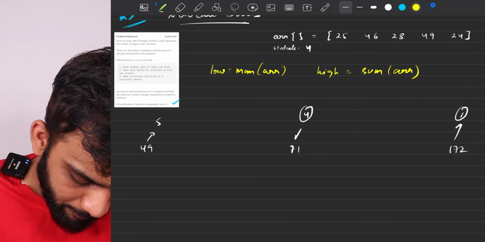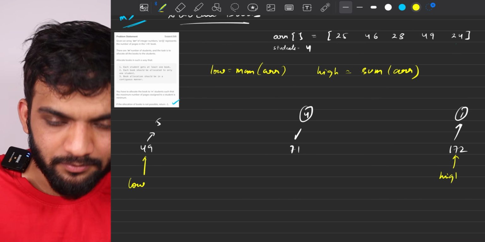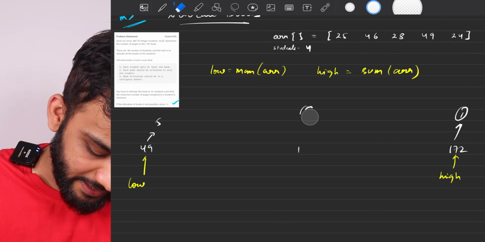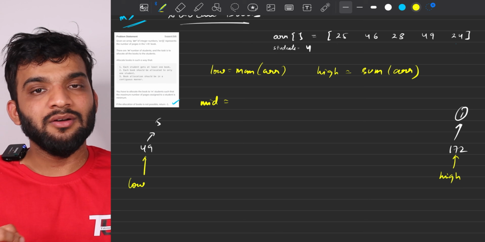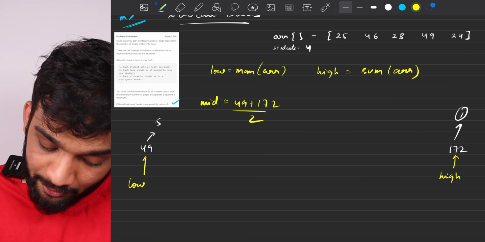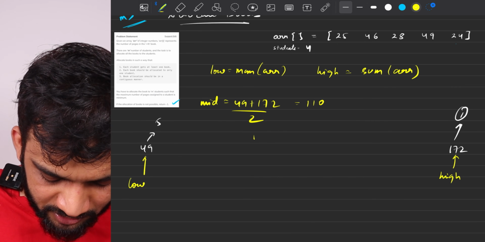So what I'll do is, I'll have a low over here and a high over here. Quite simple. I know the answer is at 71, so I'll just erase it as of now. Let's try to find out the first mid. What is the mid? 49 plus 172 by 2. That's 110. So let's take 110 and see how many students it requires.